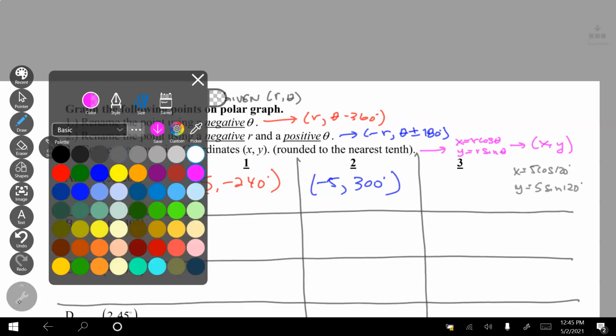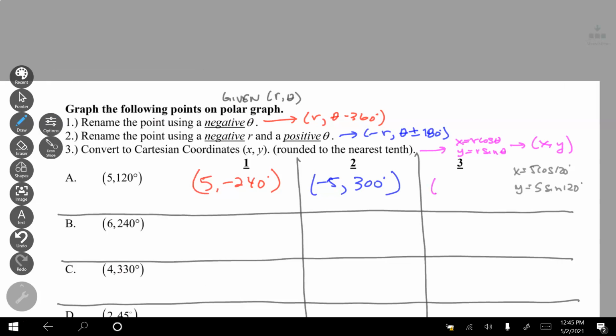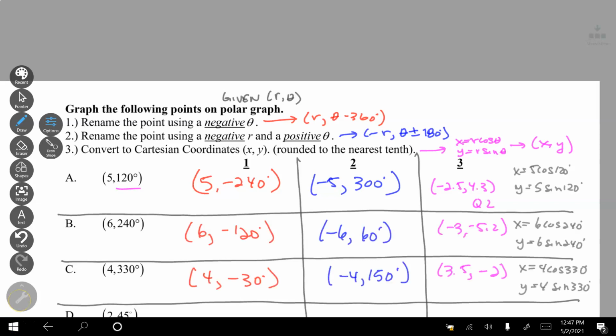I'm going to go to my calculator, and when I put that in the calculator, I get negative 2.5, 4.3. That's in quadrant 2, and I'm pretty sure that angle's in quadrant 2, so it's all good. Okay, I'm going to probably pause my video so I could do the writing off camera. So you see I did part B and part C.